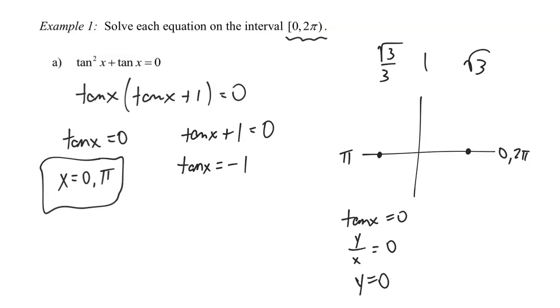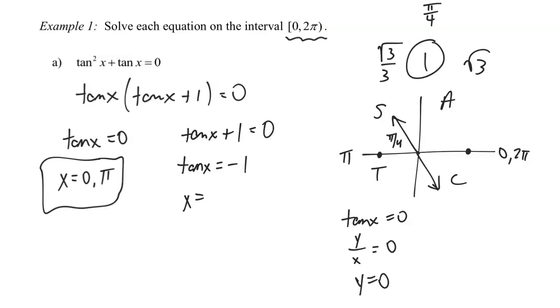Now, -1 is a value on my chart. It happens right here, and the angle that would be right there is pi over 4. But I need to figure out what quadrants these angles are going to come from. So where is tangent of x negative? Well, if I use my acronym, All Students Trust Castle, I know that tangent is negative in quadrant 2 and in quadrant 4. And I want the reference angle in those quadrants to be pi divided by 4.